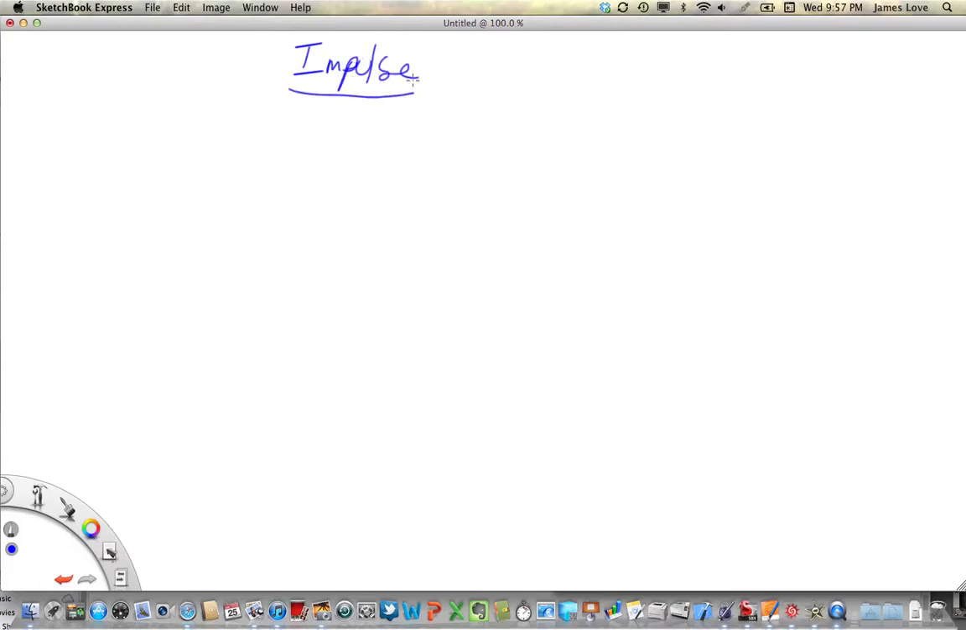Okay, so impulse is simply the change in momentum, and we give impulse the symbol J. So we say J is equal to delta P, which is the change in momentum. You probably remember that momentum is equal to mass times velocity. And so mass doesn't change. So what we change when we're changing momentum is the velocity. So another way to write this is mass delta v.